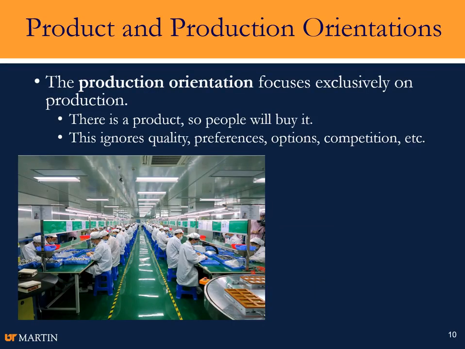Let's start out with the first two, the product and production orientations. The production orientation focuses on production only. It's a sort of build it and they will come approach to marketing. When you think of an assembly line churning out an endless stream of identical products, that's the production orientation.